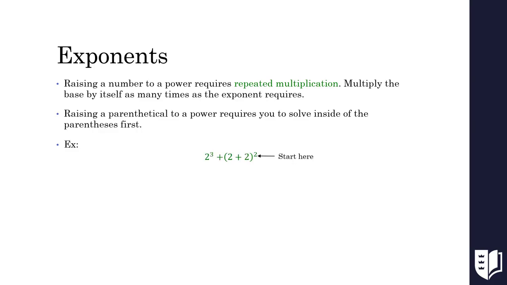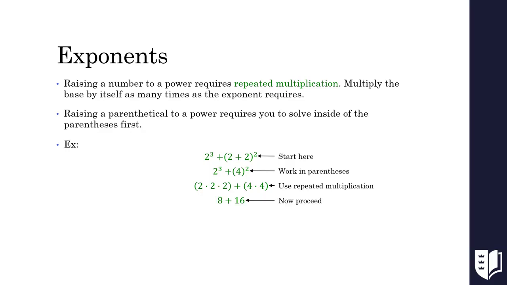We are given 2 raised to the 3rd power, or 2 cubed, plus the quantity 2 plus 2 raised to the 2nd power, or squared. Notice that we have a parenthetical raised to a power. This means that we need to perform the operations inside and then raise the resulting number to the appropriate power. By doing this, we get 2 cubed plus 4 squared. The next step is to use repeated multiplication in place of our exponent. This gives us the quantity 2 times 2 times 2 plus the quantity 4 times 4. After multiplying, we are left with 8 plus 16.